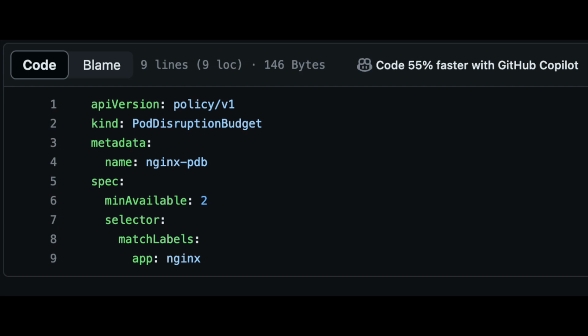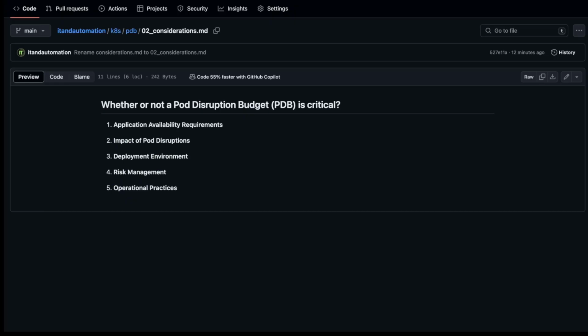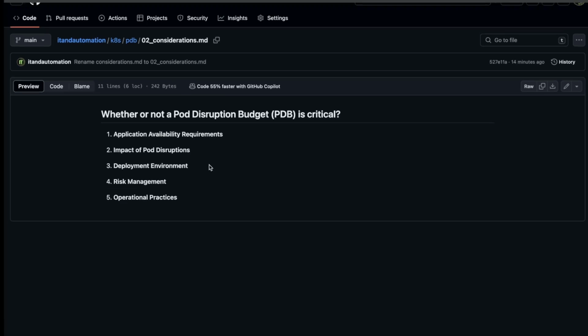This helps prevent situations where too many pods are disrupted simultaneously, and it maintains the desired level of availability, which means you basically set the constraint, you set the acceptable disruption, and Kubernetes follows that. So whether or not it is critical really depends upon the scenarios, right?